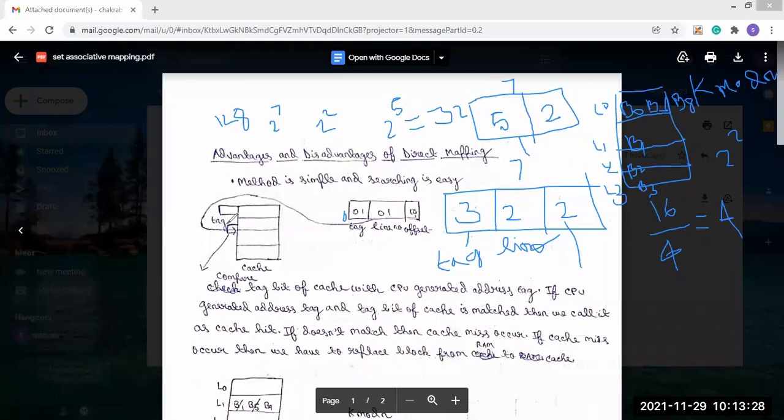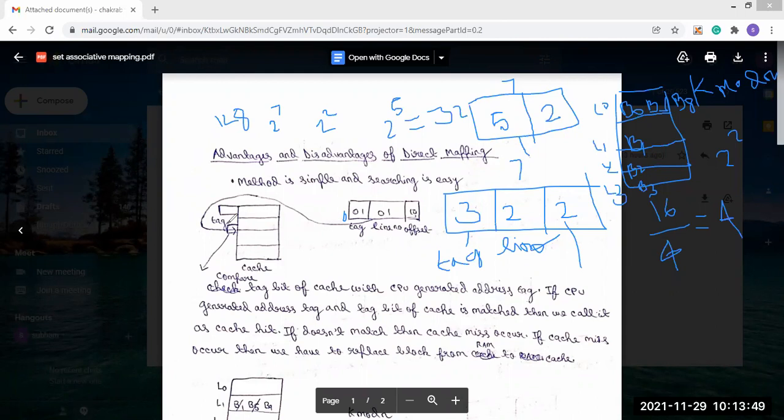That means the CPU is finding that particular block, or the particular words present in that block, and that block is present in our cache. Then a cache hit occurred.